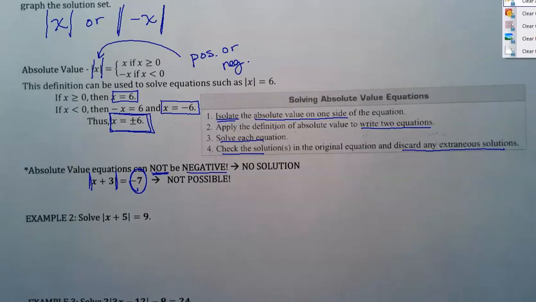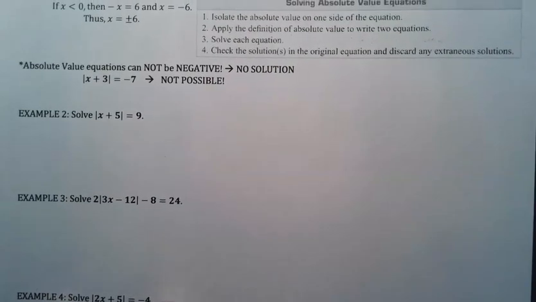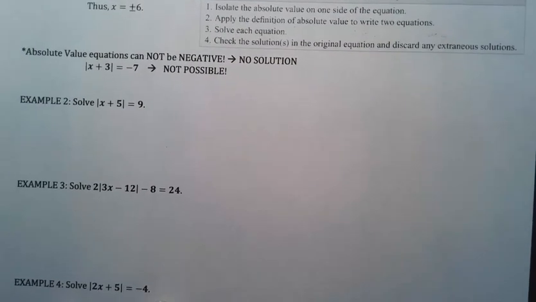I'm going to move us on up so we can start on example 2. We'll keep those steps there to help us. Example 2 says solve the absolute value of x plus 5 equals 9. The first thing we had to do was isolate the absolute value on one side. Well, that's done, so check.